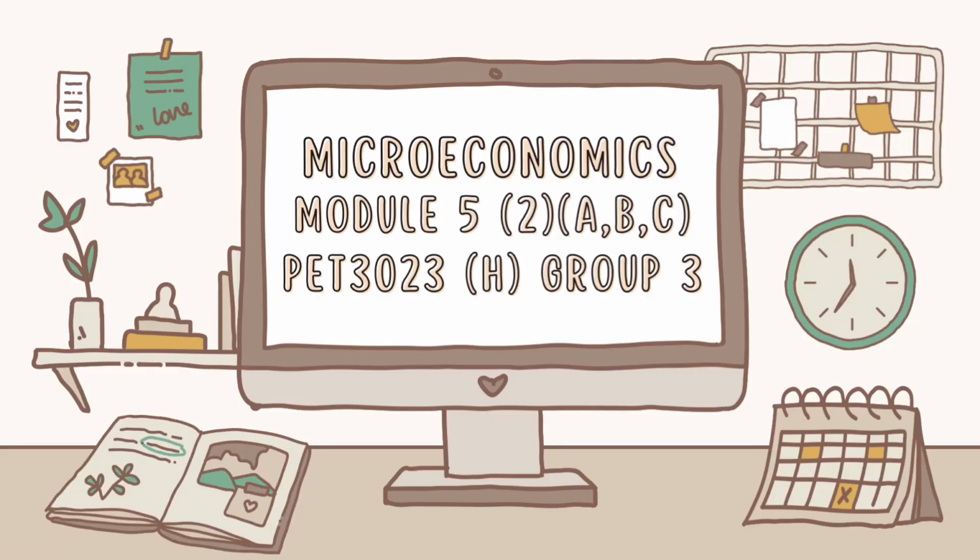My name is Derented Anateri. My metric number is D2025111860 and together with my group members, we will be presenting our discussion on Microeconomics Tutorial Model 5, Question 2, A, B and C. So we are from group 3.